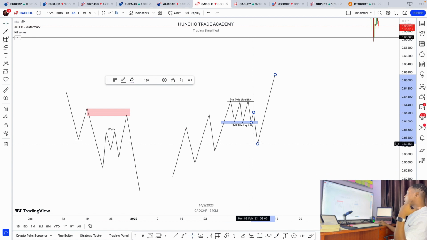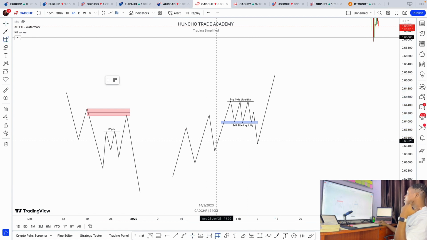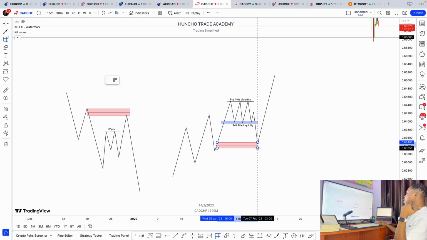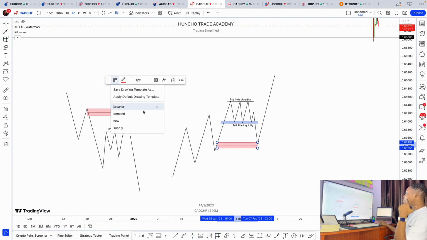So if you want to know what's happening here, it's just as a result of an order block, which is the footprint I was talking about.